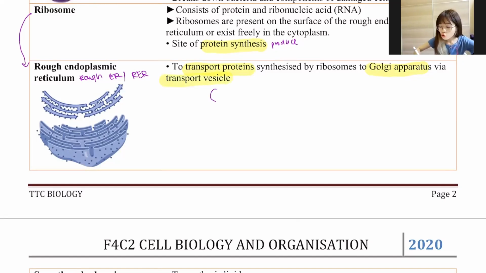A vesicle usually comes in a round shape. Most vesicles in biology must contain certain things inside. What do they contain? Obviously, it's protein. It contains protein inside. The inside content is protein. So we go to the Golgi apparatus later on.